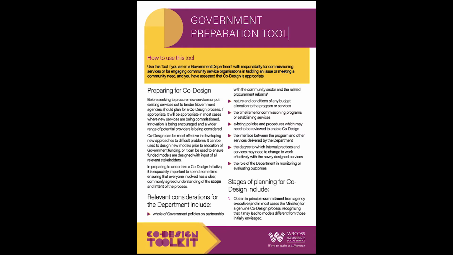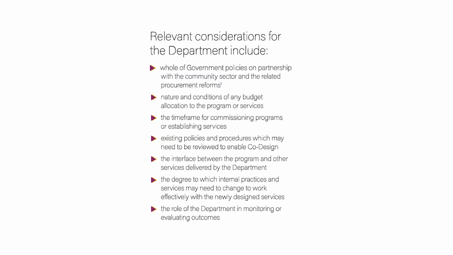And then the government preparation tool comes into play. This is one of the most substantive tools in the toolkit. It goes through what you need to know by way of preparation if you're in a government department. Things like having a common understanding of the scope and intent of the process, setting timeframes, reviewing existing practices, getting the commitment, the mandate. As I said, sometimes that involves ministers or CEOs. Certainly it involves people from across the agency in different parts of the agency. So that might be people in procurement, people in contract management, people in service delivery, people in management, people in the executive and in the policy and evaluation areas as well.